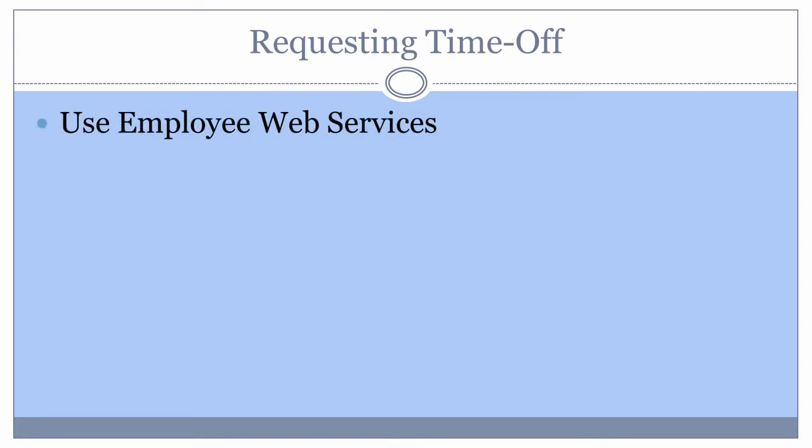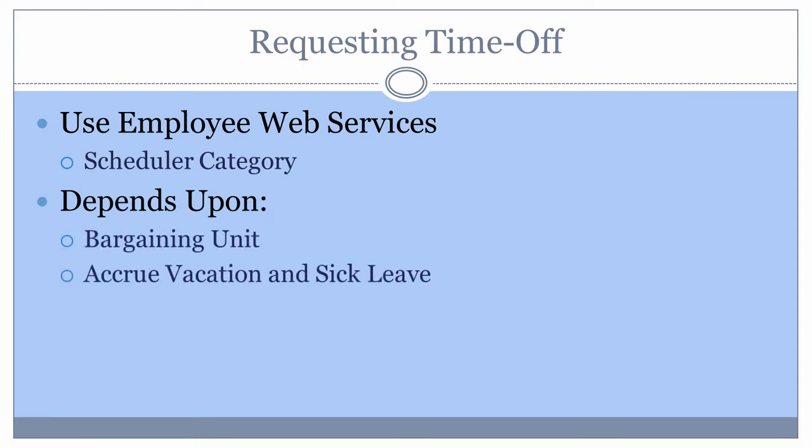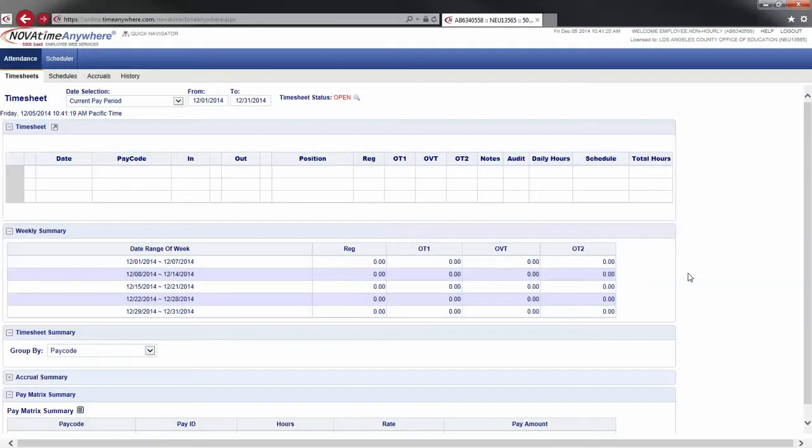Requesting time off is handled in Employee Web Services under the Scheduler category. Access to this area depends on your bargaining unit and if you accrue vacation and sick leave. After logging into NOVAtime, navigate to the Scheduler in the upper left section of the screen and click on Requests.